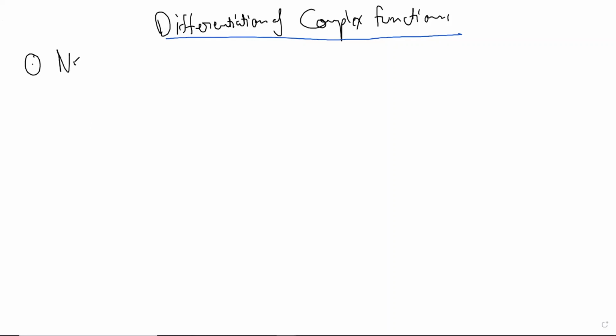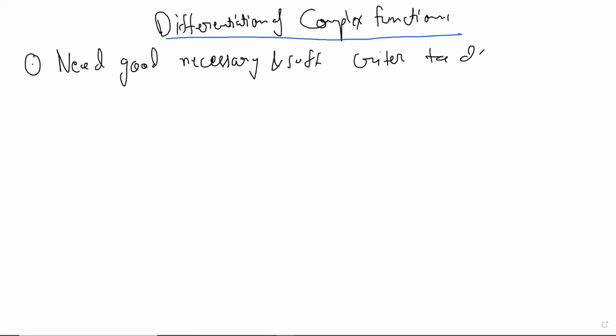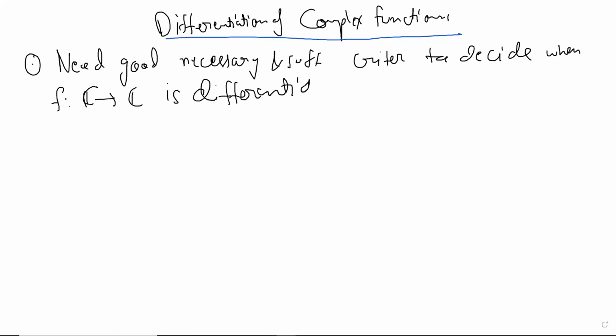We need good criteria, necessary and sufficient, if we can get them, to decide. This is the key for us, and we get much more than this in return, we'll see. But for now, this can be our motivation: when f from C to C is differentiable. For this, we had spent one class on motivating derivatives of R2 to R2. So today I will not do the motivation, but just the definition.